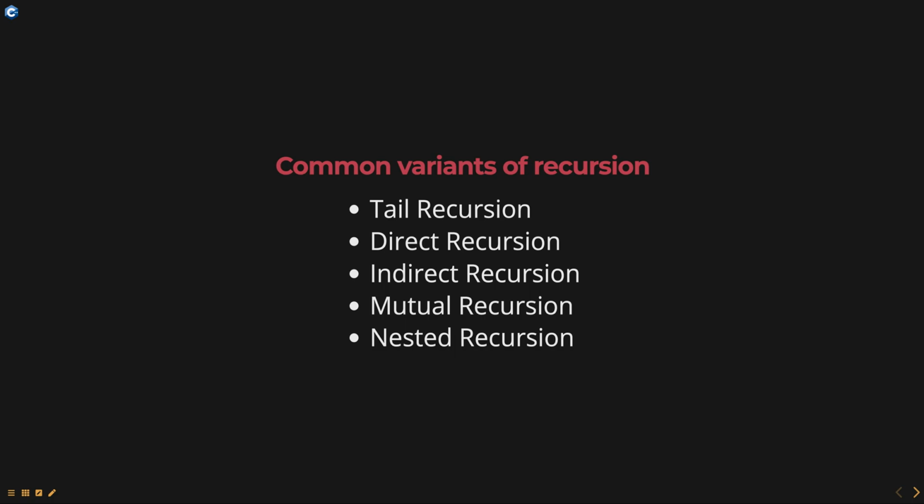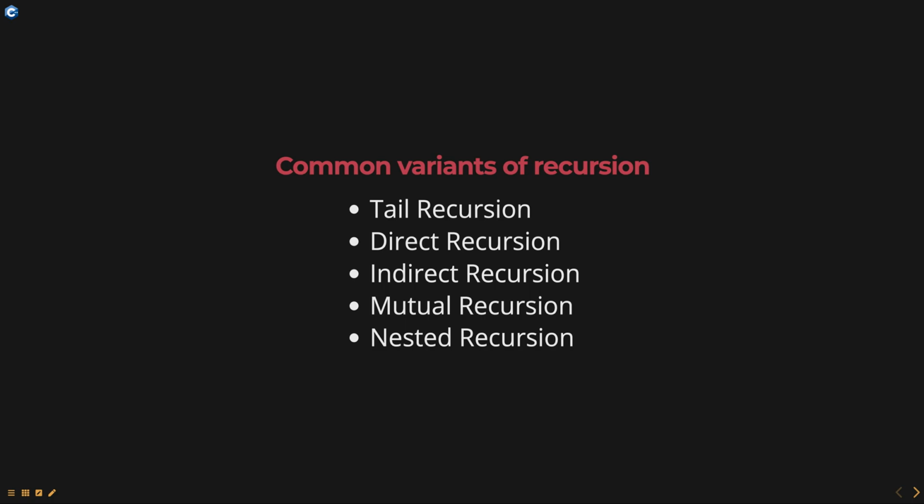Mutual recursion. This type of recursion occurs when two or more functions call each other in a cycle. Mutual recursion is used to solve problems that cannot be easily solved using direct or indirect recursion.